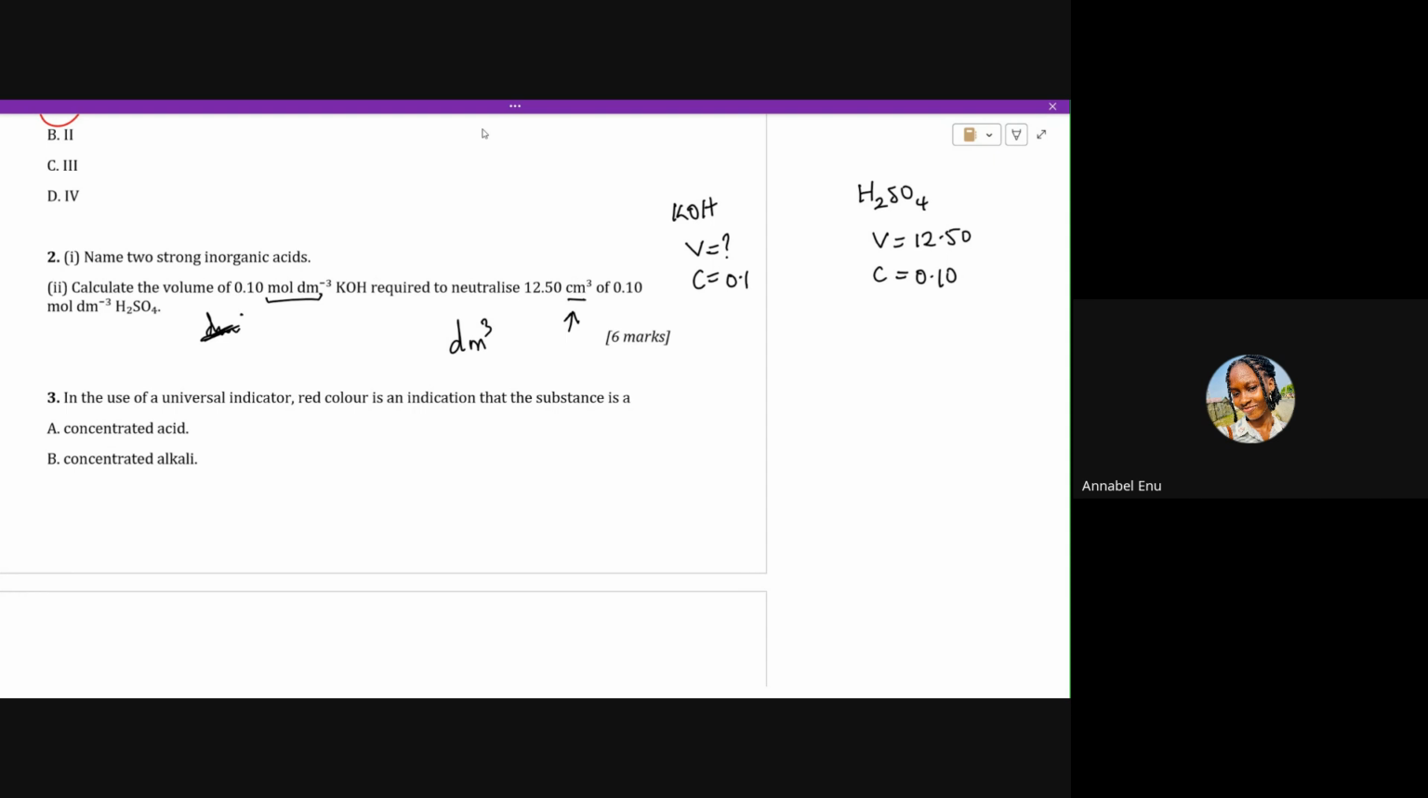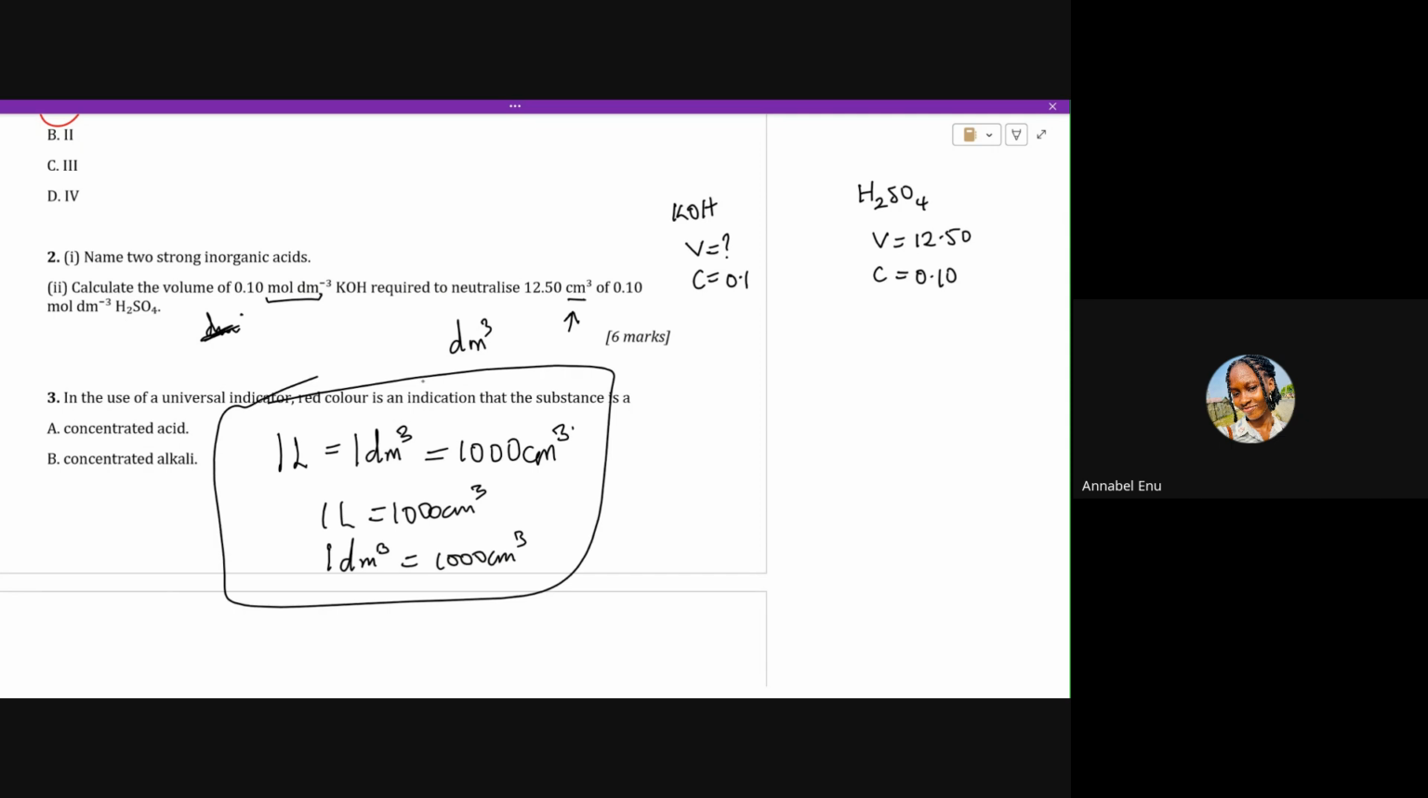I believe they don't give a conversion table. There's nothing like a booklet. So we should take note that 1 liter is equal to 1 decimeter cube, and this is also equal to 1000 centimeters cube. So we can say 1 liter is equal to 1000 centimeters cube, and 1 decimeter cube is also equal to 1000 centimeters cube. So this is like a conversion table you have to memorize in chemistry, because some of the time we need to do this conversion.